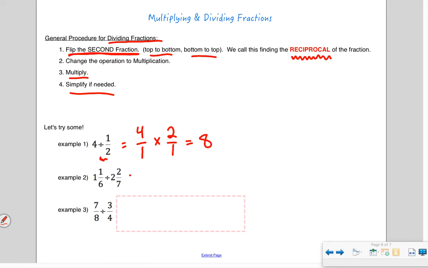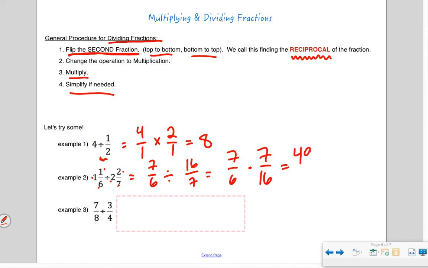The second example, remember we're going to change mixed numbers to improper fractions. 6 times 1 is 6, plus 1 is 7. Don't try and do too much in one step. Let's leave this as division while we change to improper fractions. 7 times 2 is 14, plus 2 makes 16 over 7. Now do the flip. So 7 over 6 times 7 over 16. Ooh, those are some big numbers.